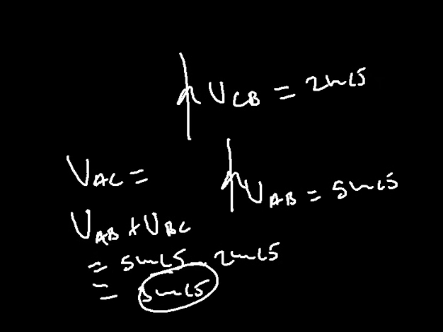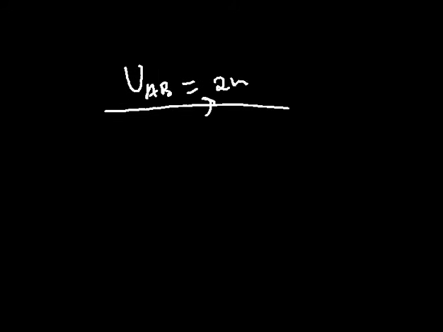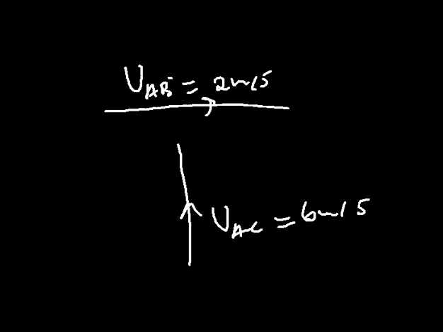That is the velocity. So how about in 2 dimensions? Let's say VAB is given as 2 meters per second, and VAC given as 6 meters per second. Now they are in 2 dimensions because one is in X, the other one is in Y. What should be VBC if that is the case?